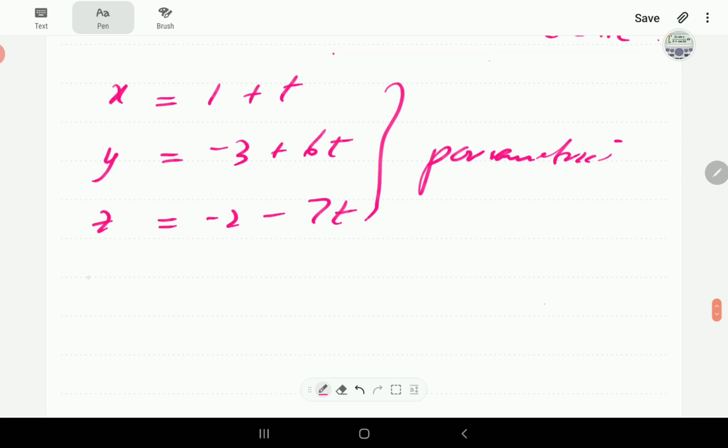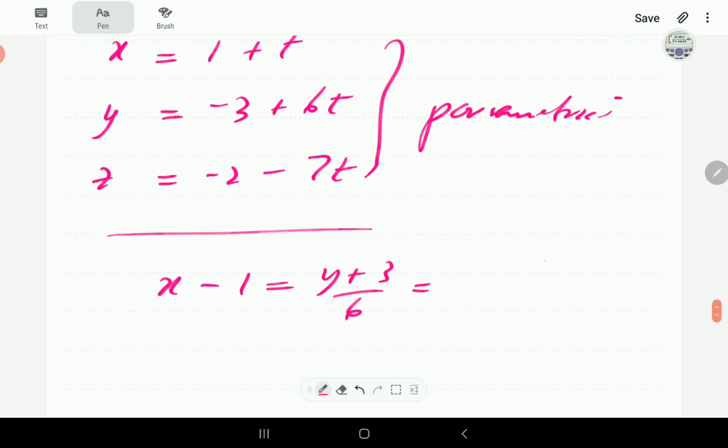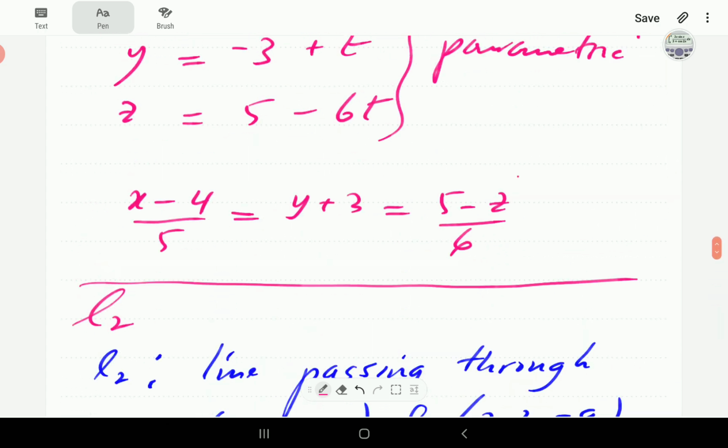Then make t the subject of the formula in each equation. The first equation, t is x minus 1. The second equation, t is going to be y plus 3 over 6. The third equation, t is going to be minus 2 minus z over 7. And so that's going to be the symmetric form for L2.